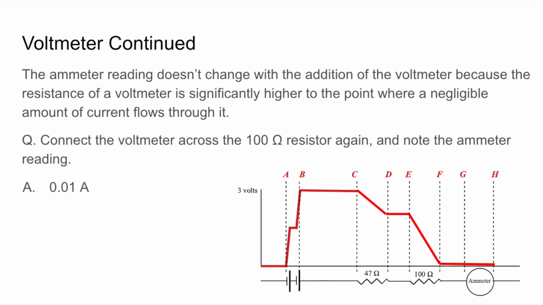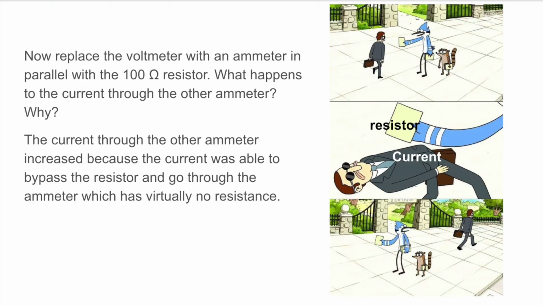So a question is, if we connected the voltmeter across the 100 ohm resistor again and noted what the ammeter is reading, we got 0.01 amps, the same as it was reading before. If we put an ammeter around the 100 ohm resistor wired in parallel, the current would just flow through that ammeter, and thus it would read a higher current in the other ammeter, as the current no longer has to go through a resistor, and it can just go through something that has virtually no resistance.